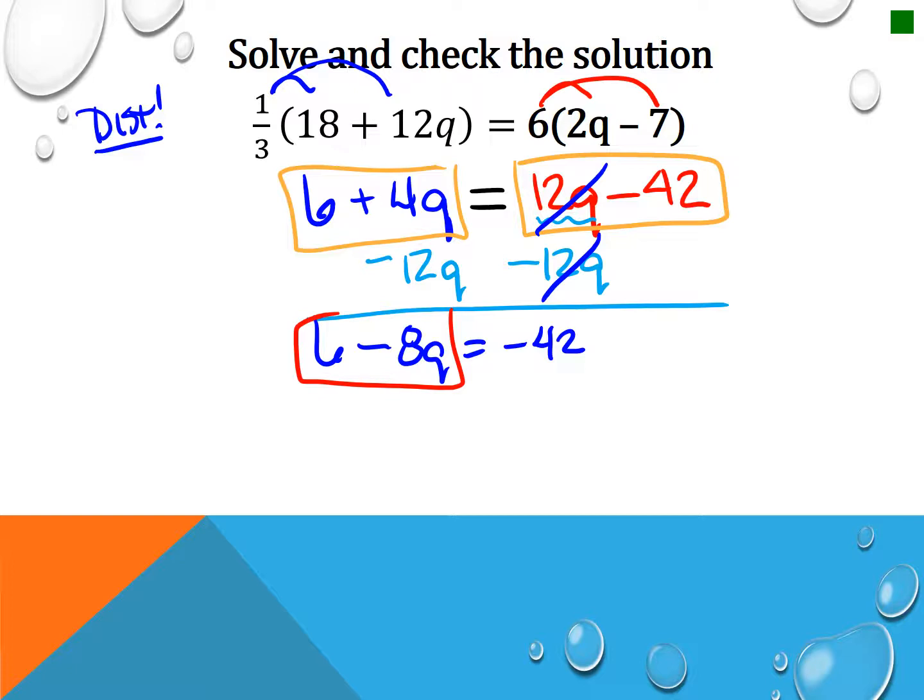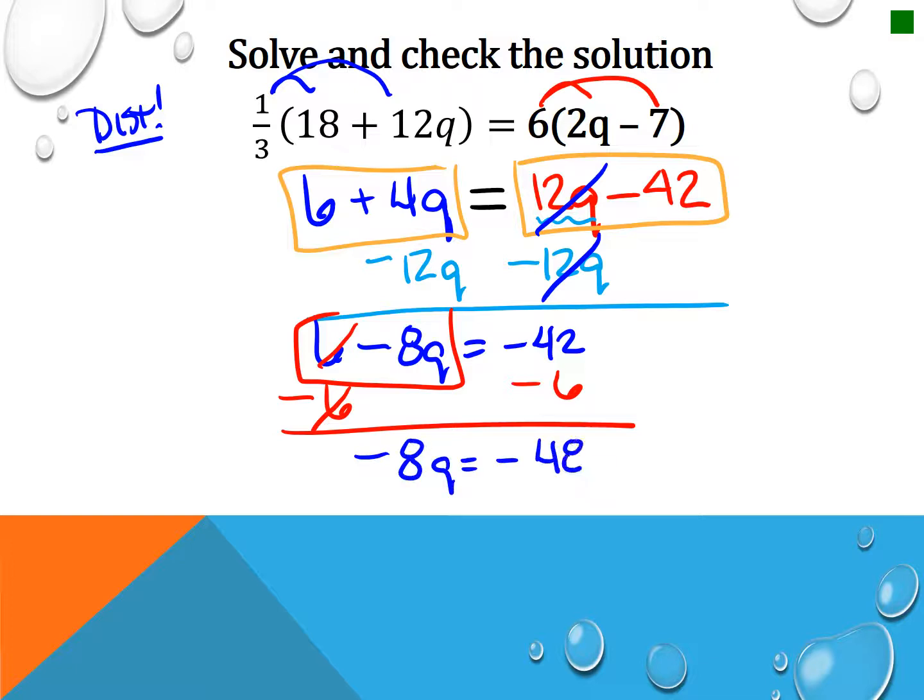Over here on the left-hand side, where my Q is, I've got a plus or minus. So I need to move a 6 by adding its opposite. So I'm going to subtract 6. I have negative 8Q equals negative 48. I have no more plus or minuses, so I'm going to divide. I'm going to divide by negative 8. I'm going to switch to black so we can see it. The 8's cancel. I have Q equals, the two negatives cancel, 6.